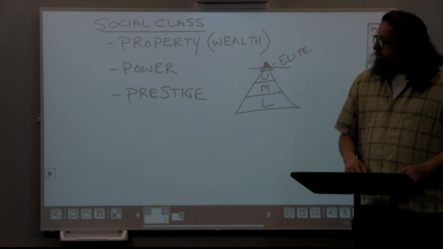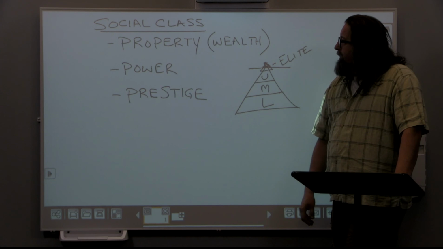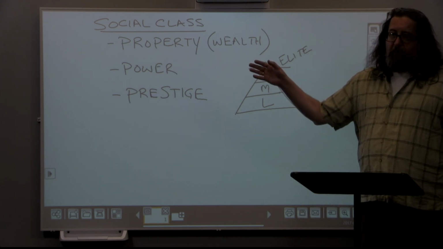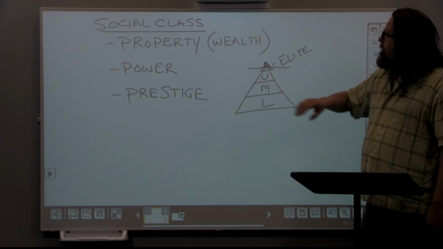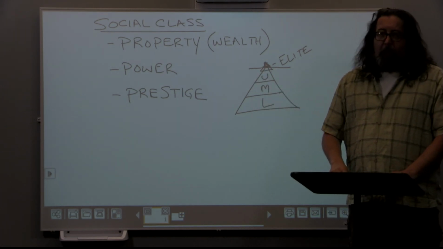So when we look at all three of these together, property, power, and prestige, we can see that it's the varying degrees to which individuals possess these that's going to determine to a large degree what kind of social class those people belong to.